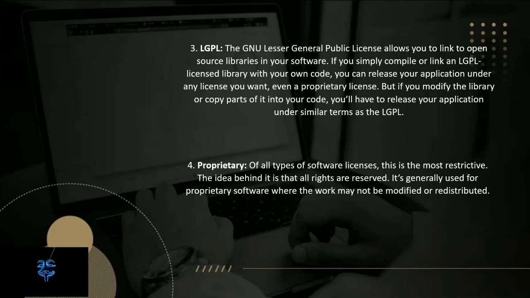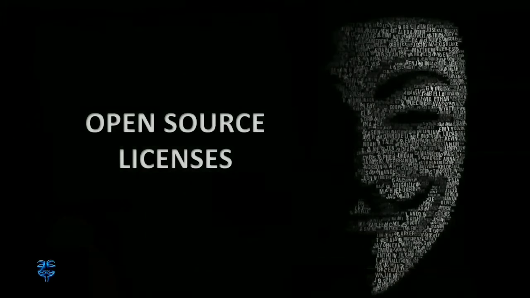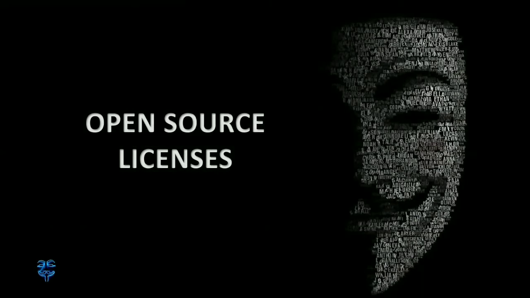Fourth, proprietary. Of all types of software licenses, this is the most restrictive. The idea behind it is that all rights are reserved. It's generally used for proprietary software where the work may not be modified or redistributed. Now let's talk about open source licenses.